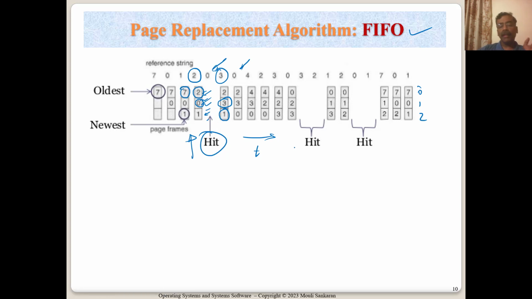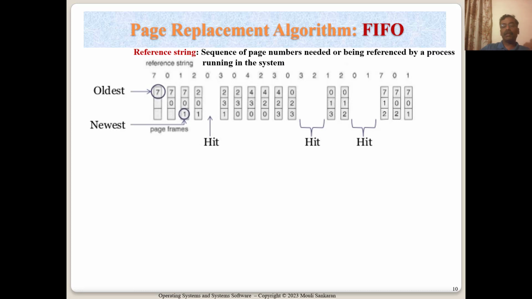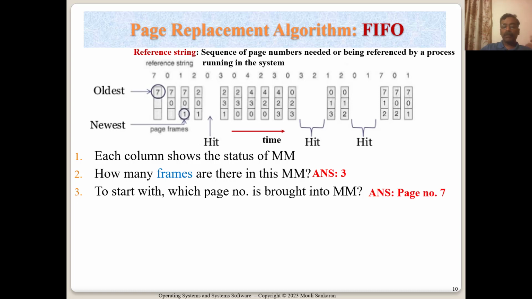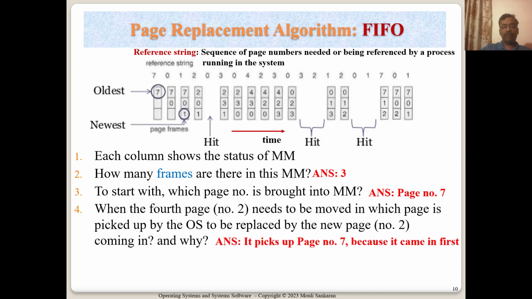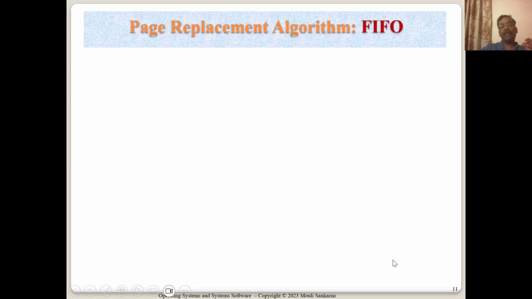So this is how the remaining things are filled. I want you to look at these remaining entries as a practice to see which are the hits and which are the misses and which frame is getting replaced. So that's a homework and it's very simple. It's like a puzzle, an interesting puzzle of course. So that's done. Now to start with, which page was brought in? 7, and then I have explained it already, so I don't want to spend time on this.